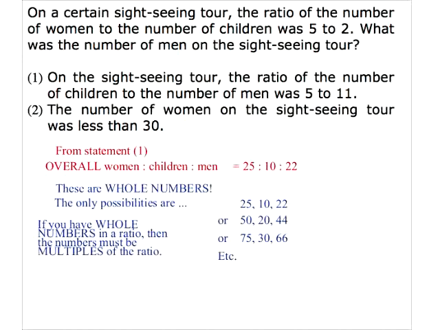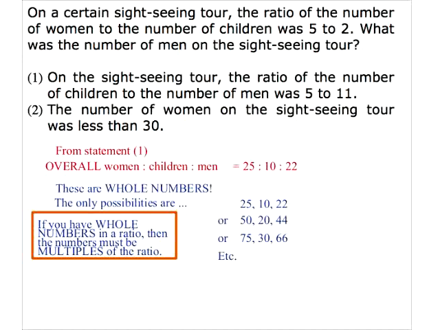If they're not whole numbers, then it doesn't matter. If these were not people, because women, children, and men have to be whole numbers, you can't have 2.5 women. But if these were things that didn't have to be whole numbers, like gallons of gasoline and diesel and E85 fuel, then they could be any numbers at all. They could be 2.5, 1, and 2.2. But because they are whole numbers, they have to be multiples of 25, 10, and 22.